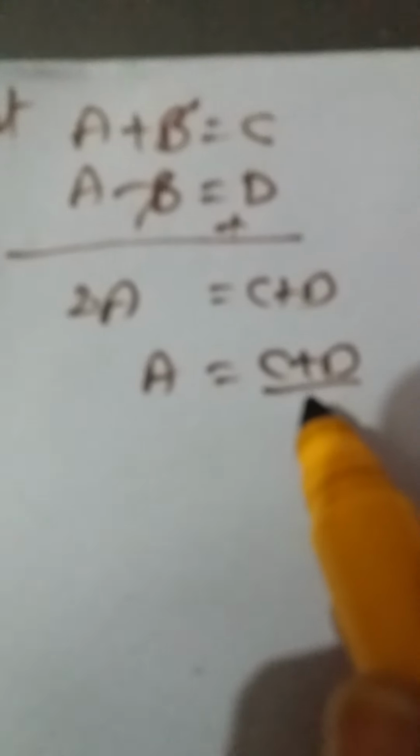Now let us add c and d. By adding c and d, minus b and plus b get cancelled. a plus a is 2a, so 2a = c+d. And what is a? Multiplication by 2 becomes division by 2, so a = (c+d)/2. Now, c and d belong to real numbers.